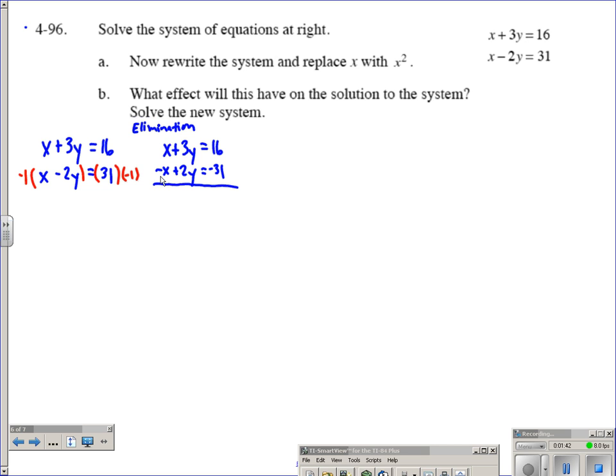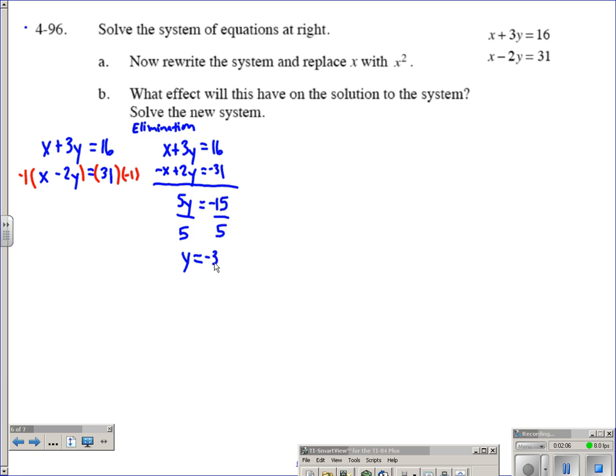So when we do this, we have additive inverses, so those are going to cancel. x plus -x is 0. 3y plus 2y is 5y. And then 16 plus -31 is going to be -15. So 5 times some number gives us -15. We know that number has to be -3.